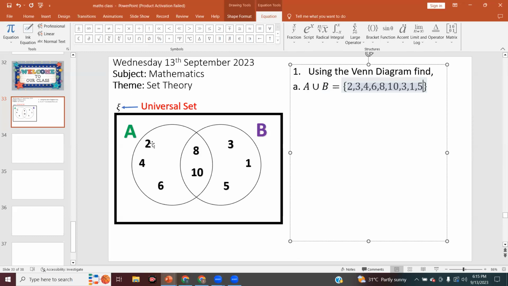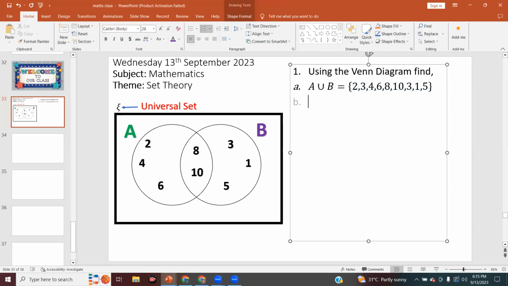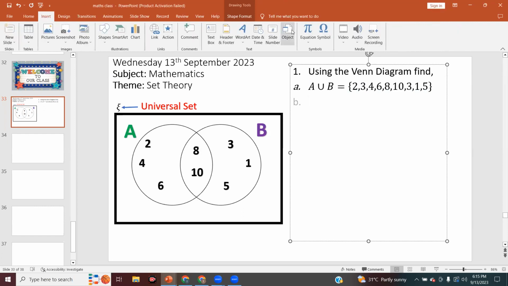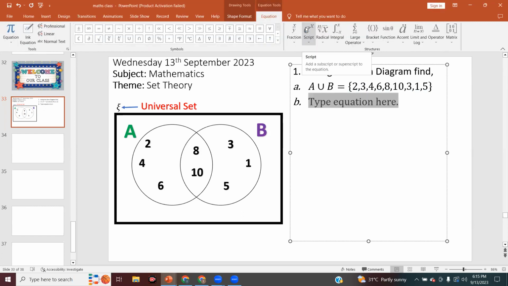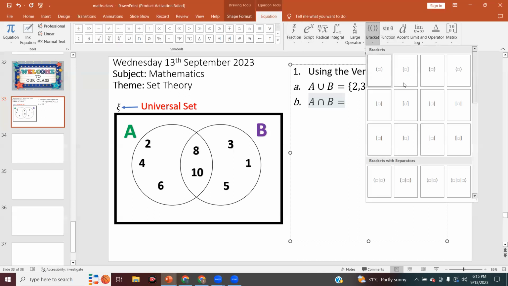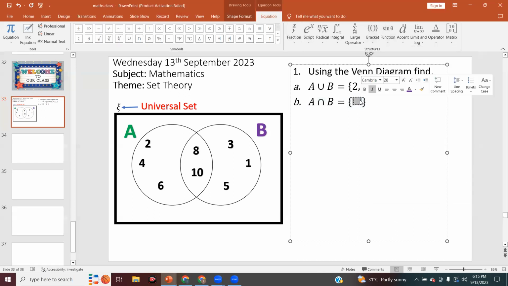Is Chardonnay here? Yes, sir. Good. I need you to help me with the intersection. What elements are going to be in the intersection of A and B? 8 and 10. Why 8 and 10? Because they're both in A and B. Very good.